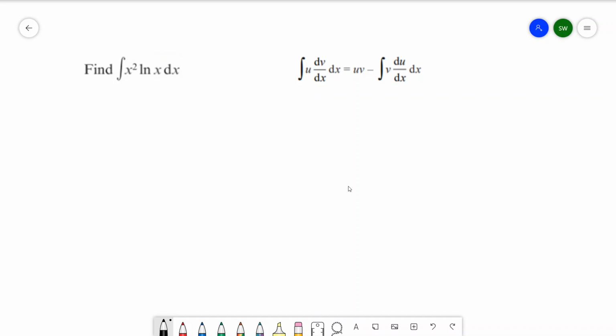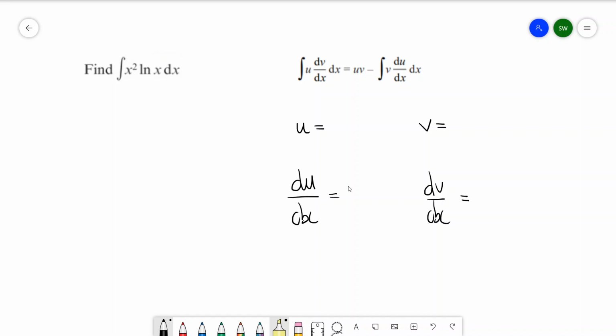Here we've got another example of how to use integration by parts. So we've got the product of x squared and log x. So we know when we're integrating a product that one of the methods that we could try is integration by parts. So if we're using this formula, we need to know what is u and what is v. We also need to know what is du by dx and what is dv by dx.